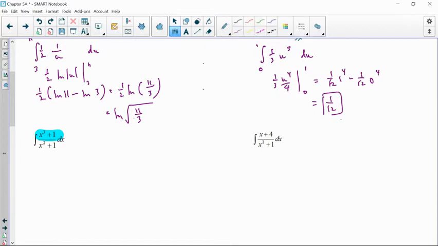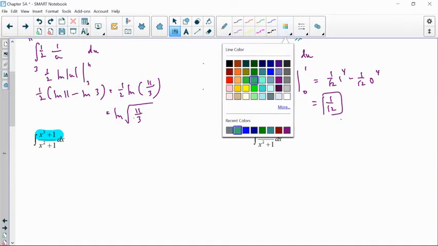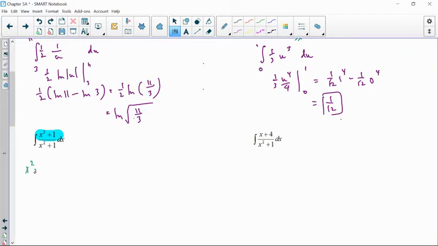So long division, so let's go ahead and divide that out. So x squared plus 1 dividing into, and I want to go ahead and keep my placeholders here. So 0x squared plus 0x plus 1. So then x squared goes in x cubed x times, x cubed plus x.